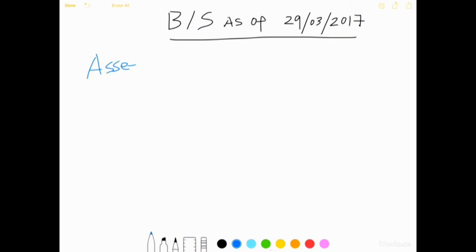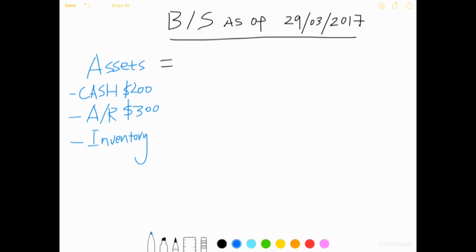So let's recall from the accounting equation, we start with assets. Let's just make up some stuff. Let's say we have a cash account of $200. That was all the money that you have in your bank. That's a current asset. Then let's say we have accounts receivable of $300. We have our inventory stock at $50. And our building, the next thing can be our non-current assets. That is our buildings.